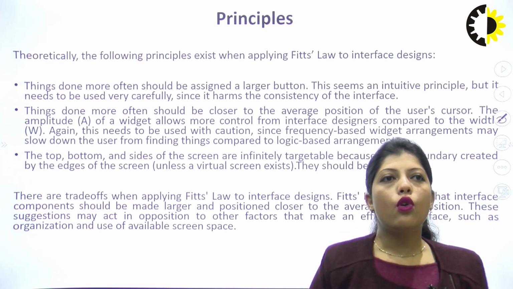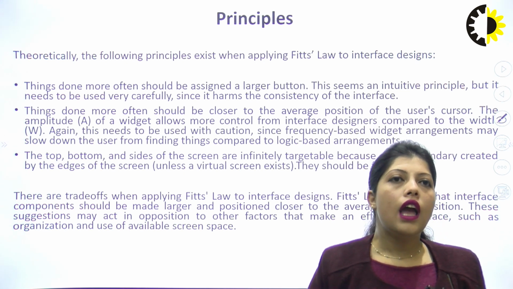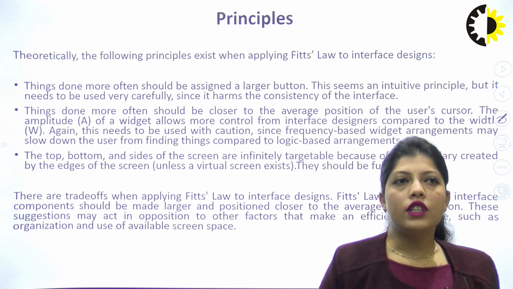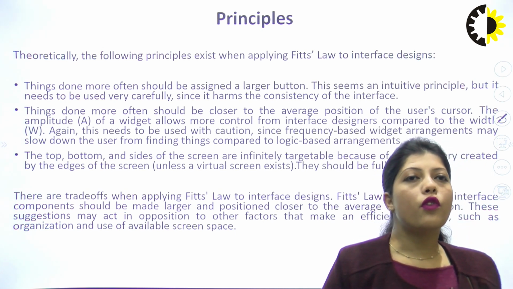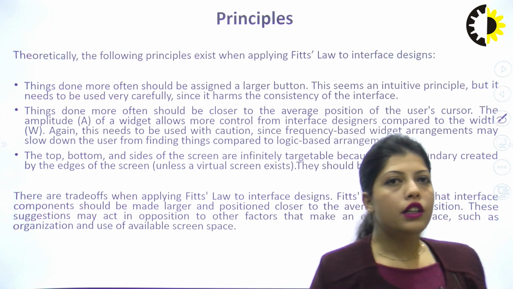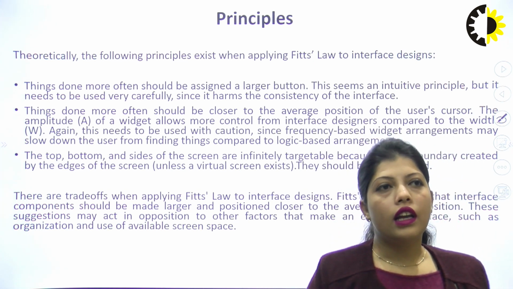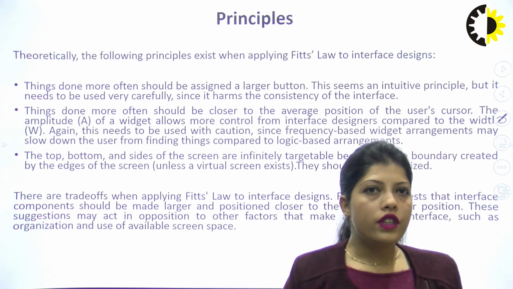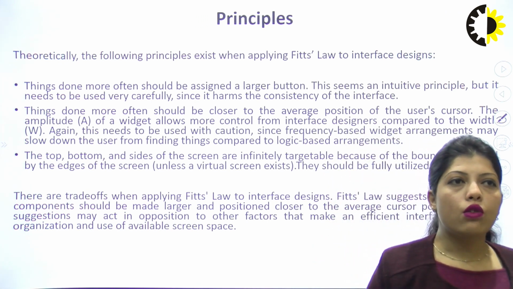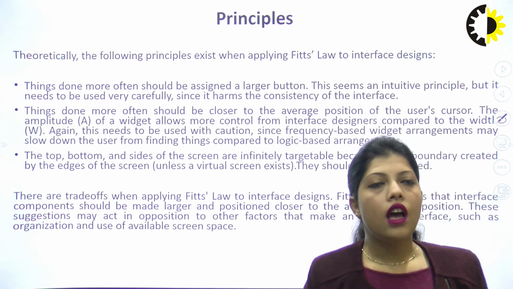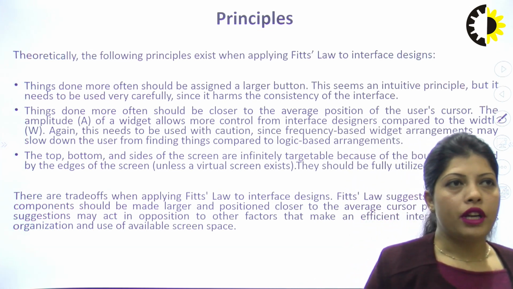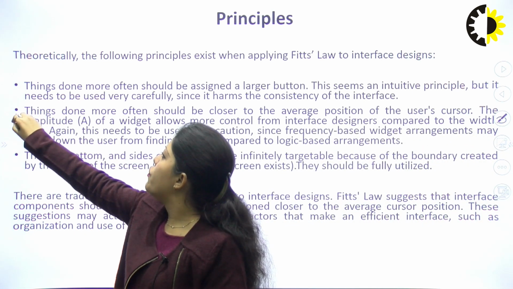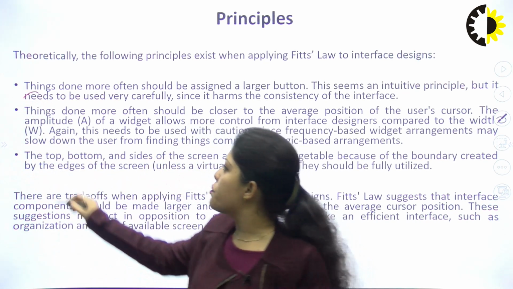Things done more often should be closer to the average position of the user's cursor. The amplitude of a widget allows more control for the interface designer compared to the width. Again, this needs to be used with caution since frequency based widget arrangement may slow down the user from finding things compared to logic based arrangement. So this is the second principle, and that was the first principle which we have to follow.